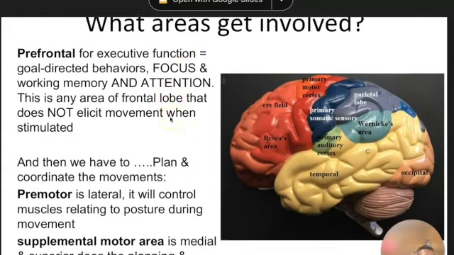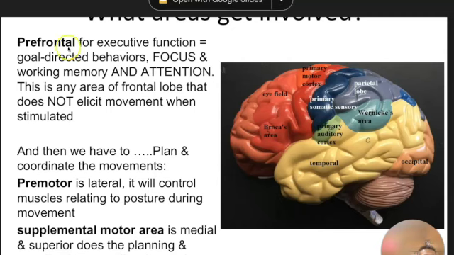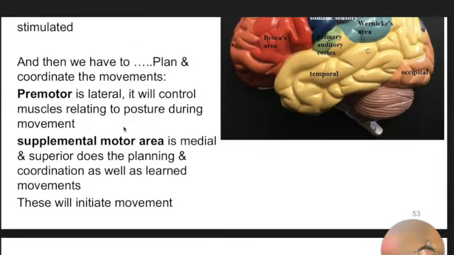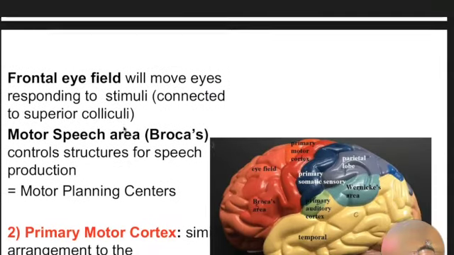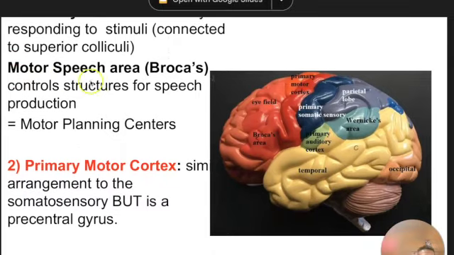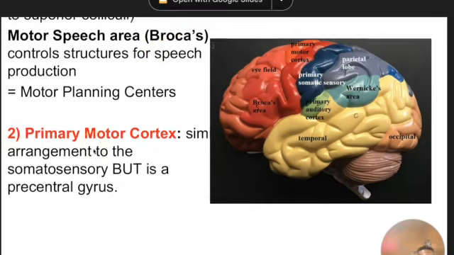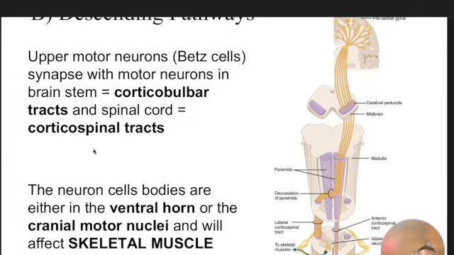We've seen some of these already. Prefrontal area for executive function, focus, attention. Motor speech area, we saw the Broca's area. You saw the Broca's area and the Wernicke's area, remember? Descending pathway: upper motor neurons are called Betz cells. They synapse with the motor neurons in the brainstem. Corticobulbar tract, and the spinal cord would be the corticospinal tract.